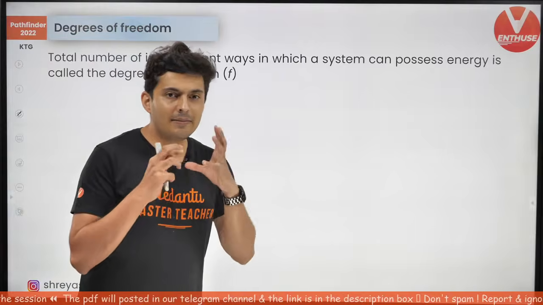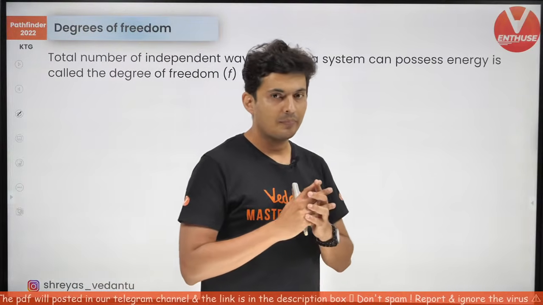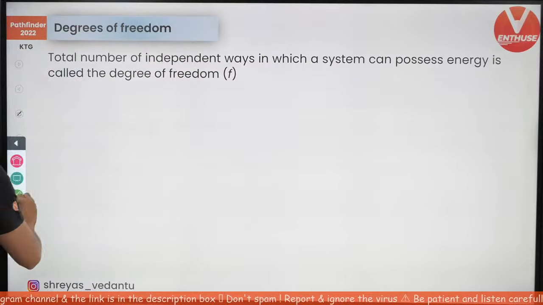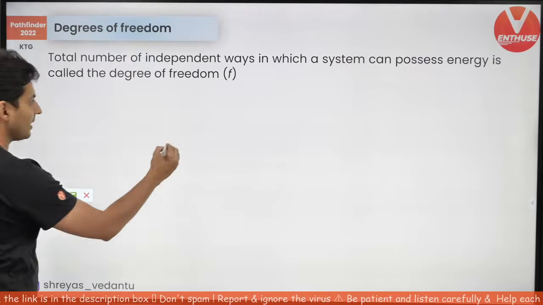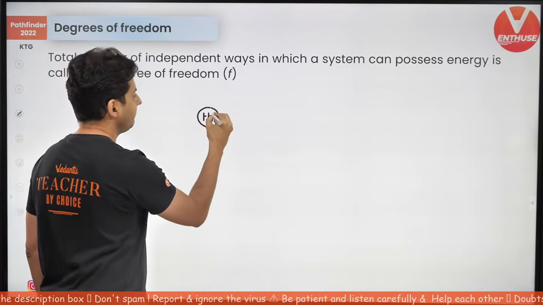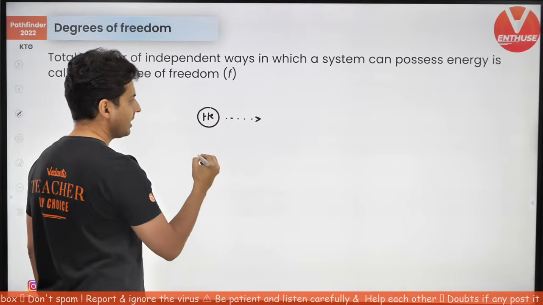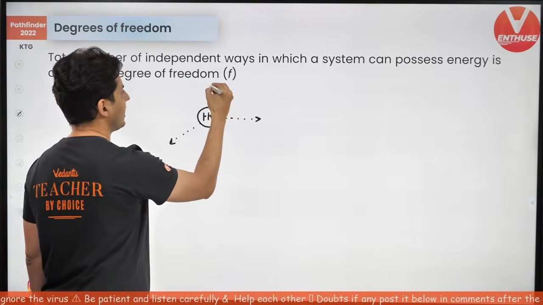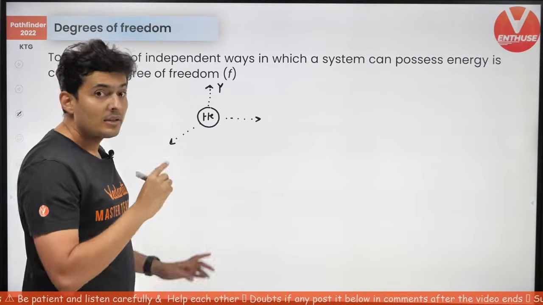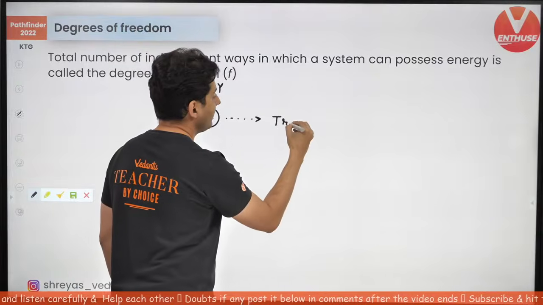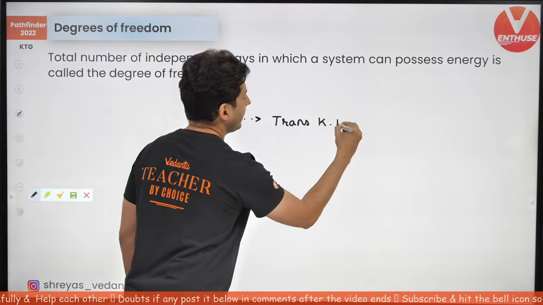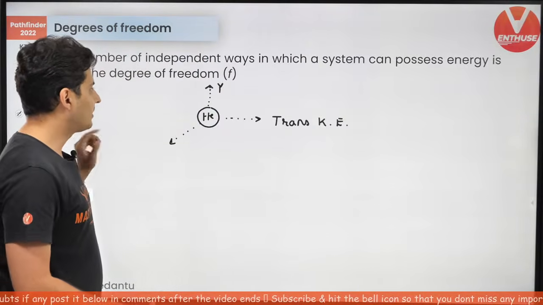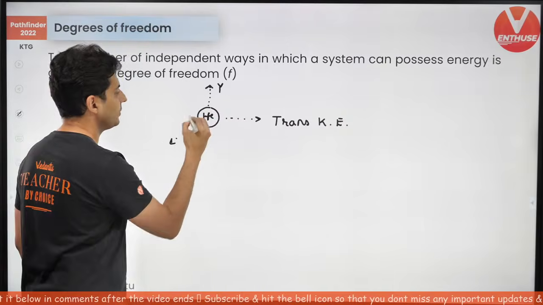See, every molecule has a certain amount of energy. Let's say I take a molecule over here. This is a molecule of helium. It can travel this way, it can also travel along the z-axis, x-axis, and it can also travel along the y-axis. So it can have translational kinetic energy in the x, in the y, and in the z axis.